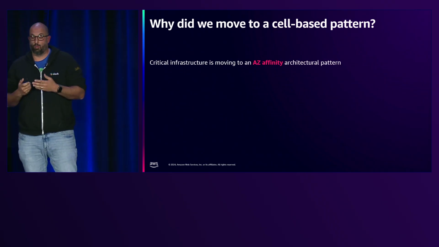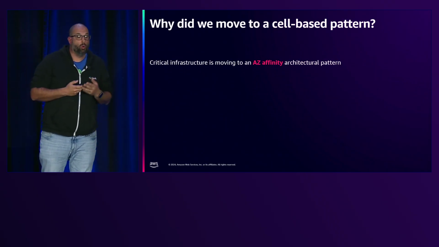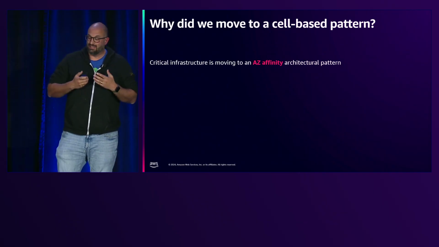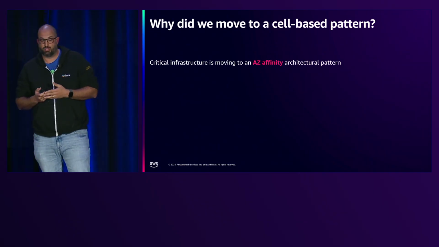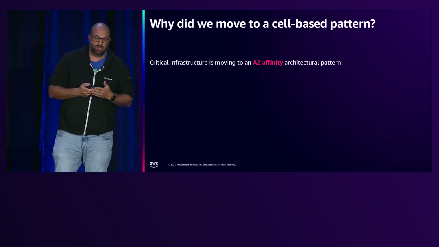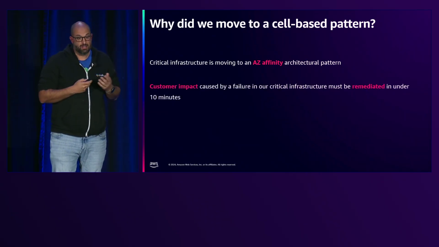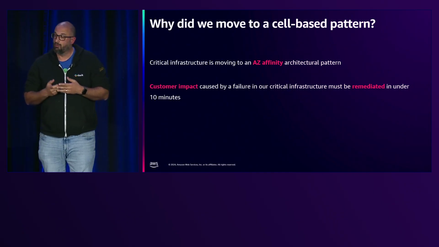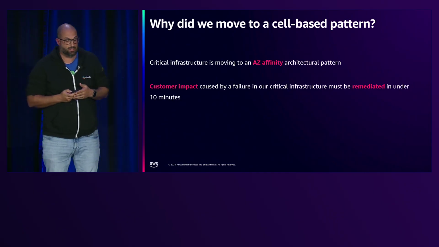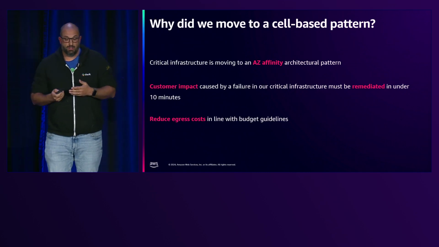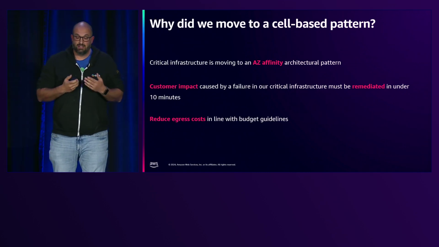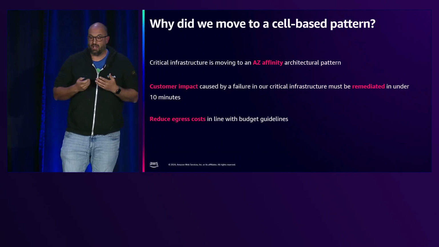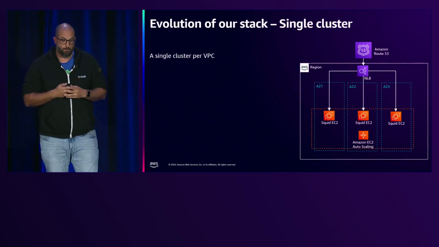So why did Slack want to move to cell-based architecture? What problems were we trying to solve? Overall at Slack, there's an ongoing, larger effort to move Slack's critical services to adopt an AZ affinity architectural pattern. This was being driven by a reliability goal to limit any customer impact from a failure to be less than 10 minutes. And finally, the cost of running our egress stack continued to grow at a rate much larger than our budget guidelines. Basically, we had some cost control work to go and do.